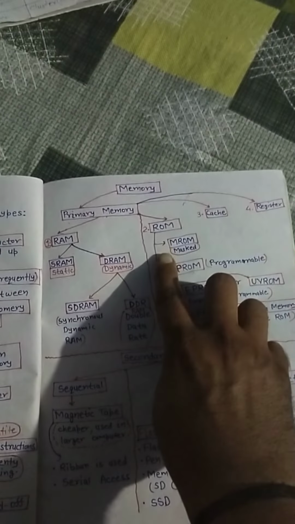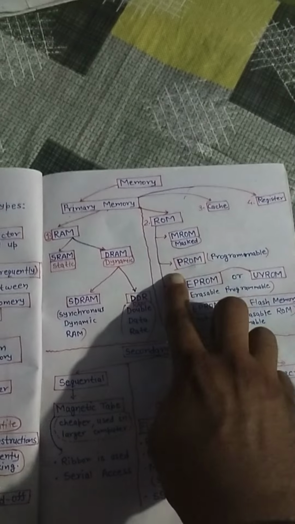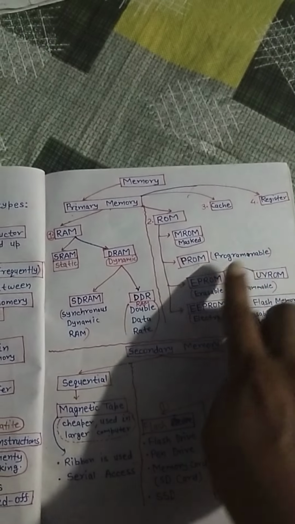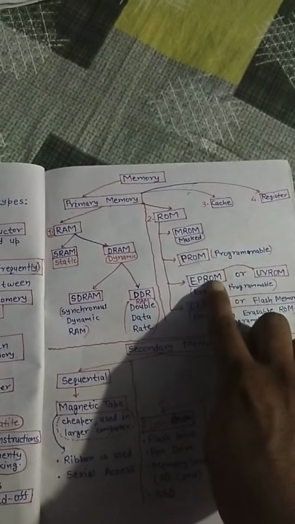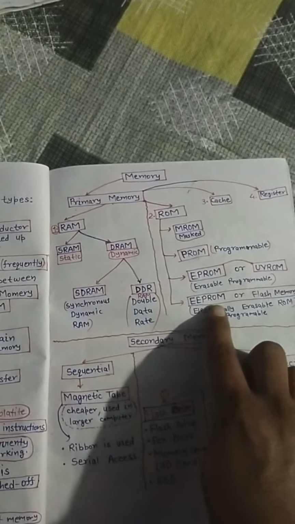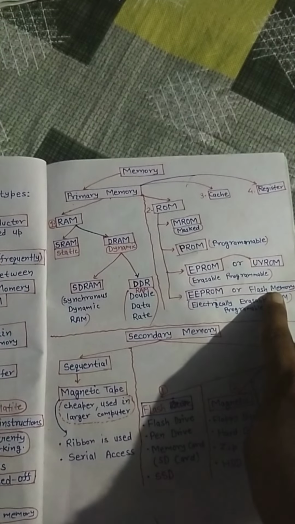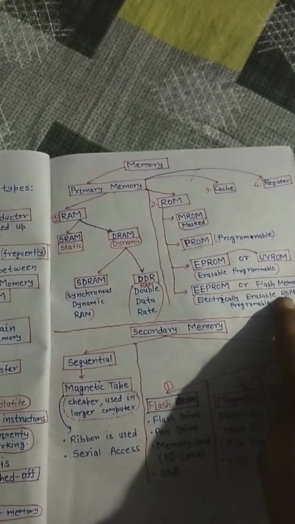Then ROM is further divided into MROM, masked ROM, PROM, programmable ROM, EPROM, erasable programmable ROM or UV-ROM, EEPROM or flash memory, electrically erasable programmable ROM.